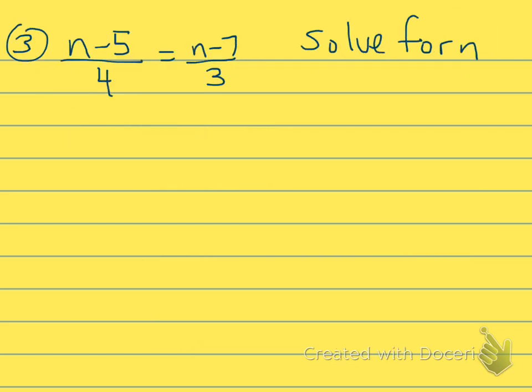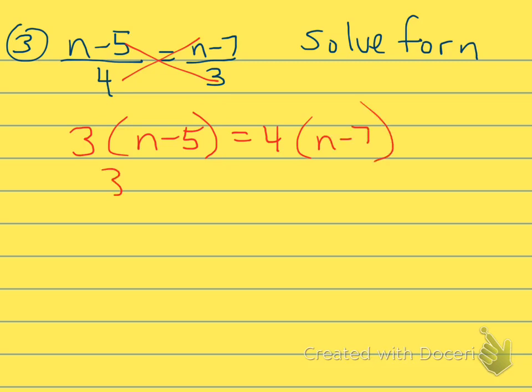Okay, number 3, this is a proportion. See that single fraction equal to another single fraction. And the easiest way to solve one like this is to basically multiply this side by 3 and this side by 4. So I end up with 3 times n minus 5, which would be 3n minus 15 equals 4n minus 28.